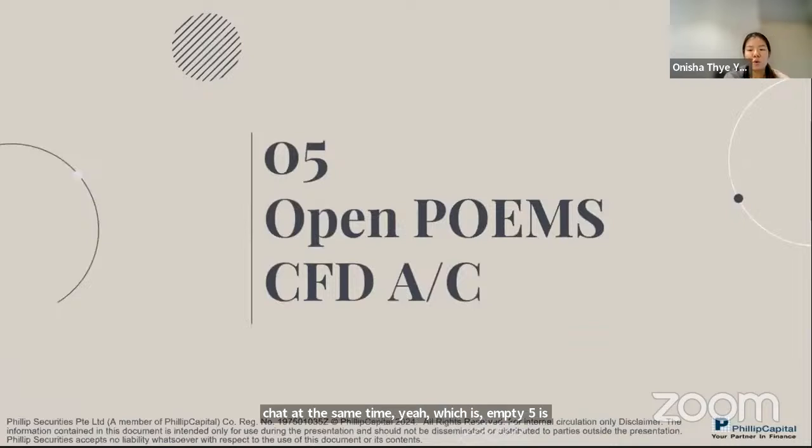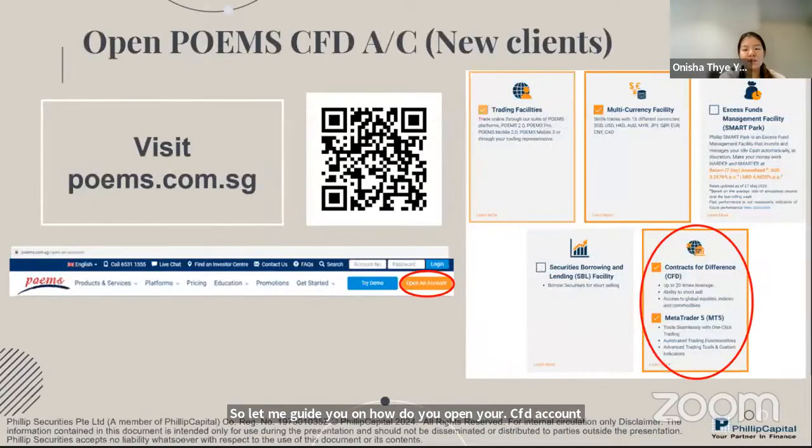Let me guide you on how to open your POEMS CFD account. First, you need to have a POEMS account to get access to the MT5 tool. But most importantly, now we have the one click for you to directly open the MT5 account. New customers may create an account via the POEMS website. You can visit poems.com.sg, or scan this QR code to sign up for an account.